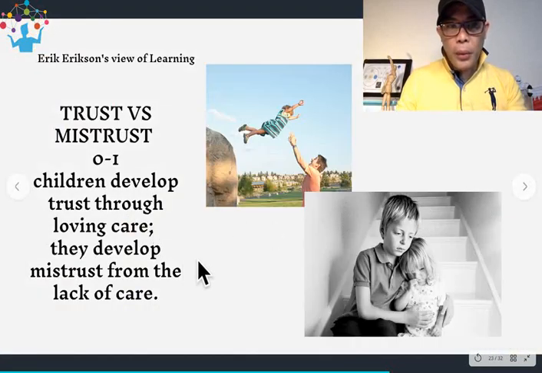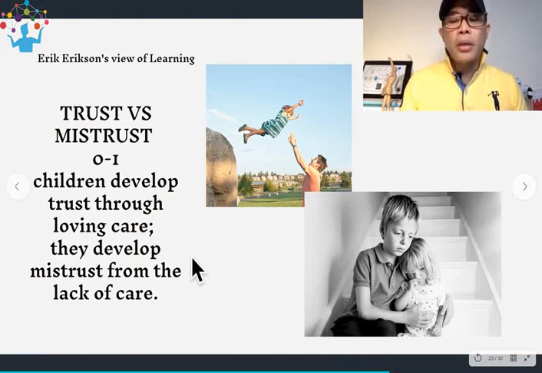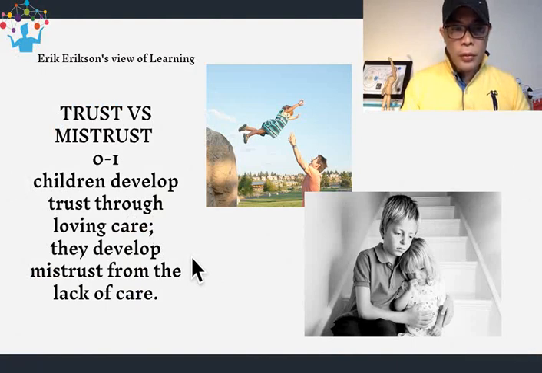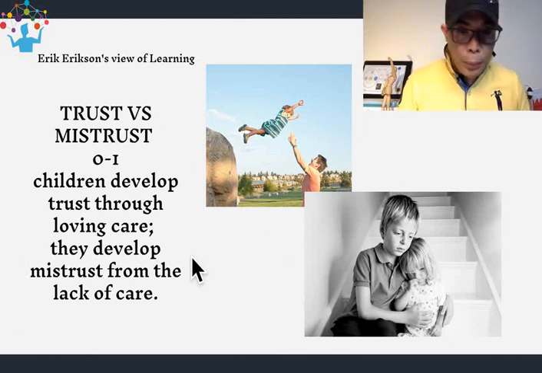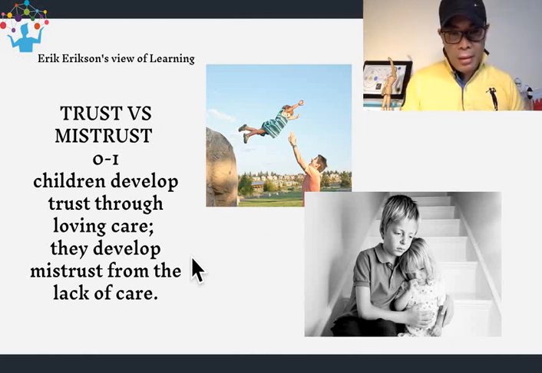All right, let's begin with trust versus mistrust. In the teaching and learning process, we are teaching children to trust, right? This is the time that children develop trust through loving care. They develop mistrust from the lack of care. This is very much connected also to the previous theory that we have discussed. So we build trust by creating a positive relationship.